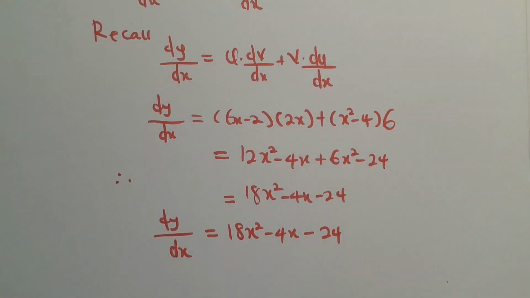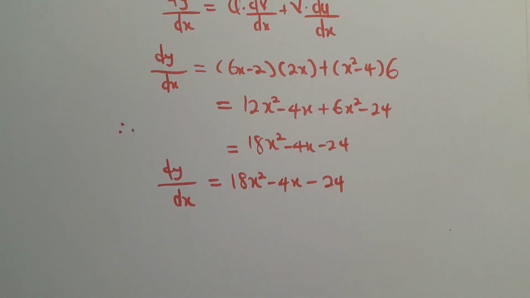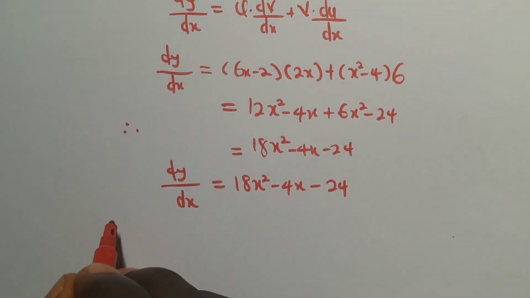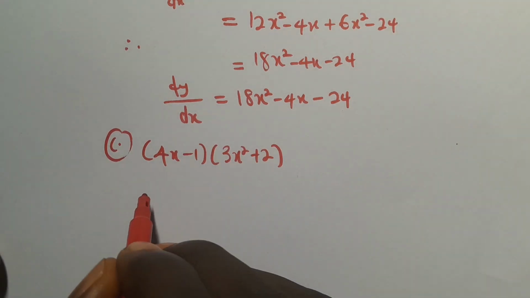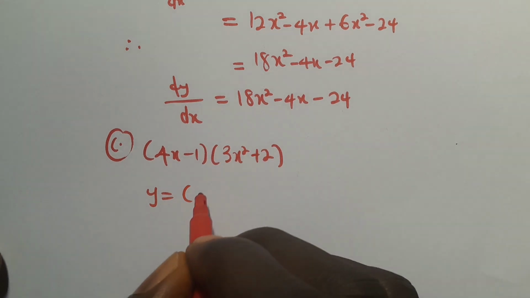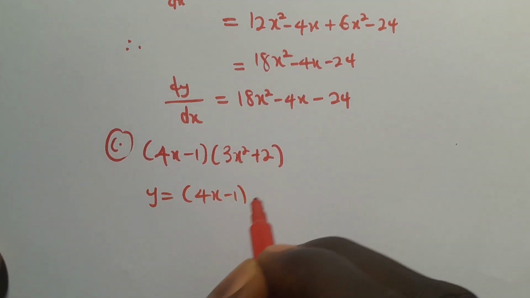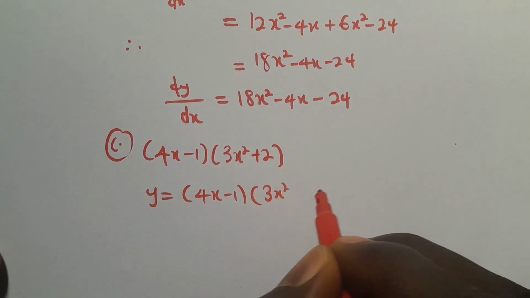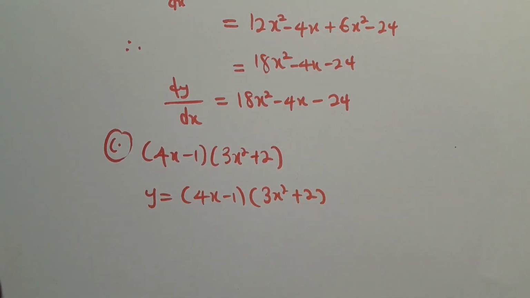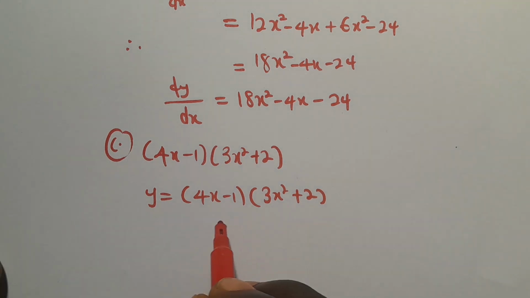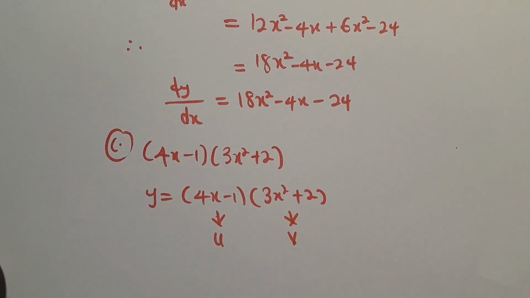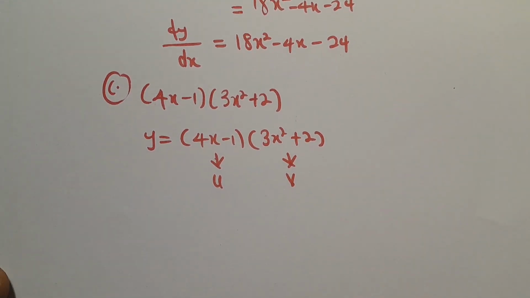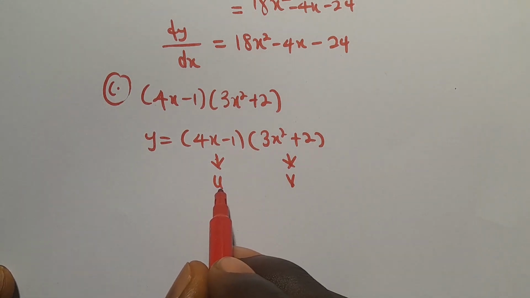So let's take a look at example C under the product rule in calculus. We have y equals 4x minus 1 multiplied by 3x squared plus 2. Our u equals 4x minus 1, our phi equals 3x squared plus 2. So let's obtain the first derivative with respect to x.